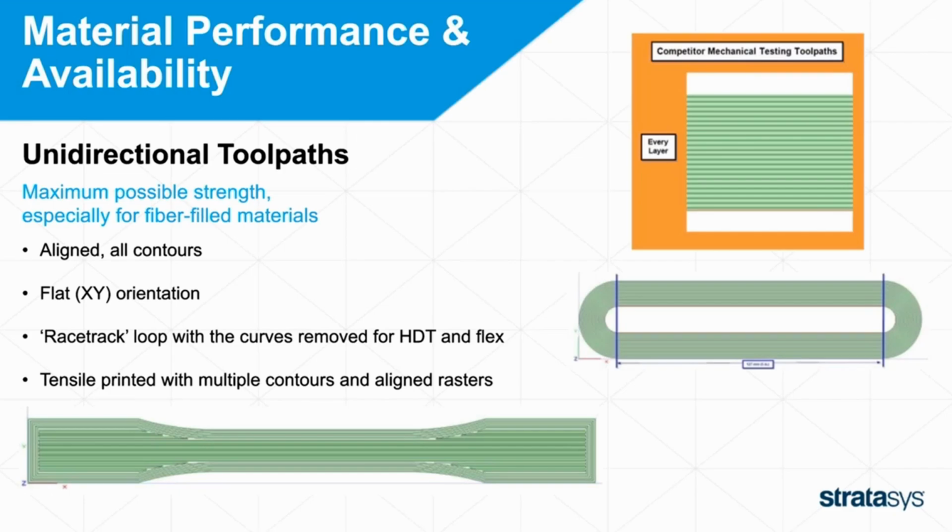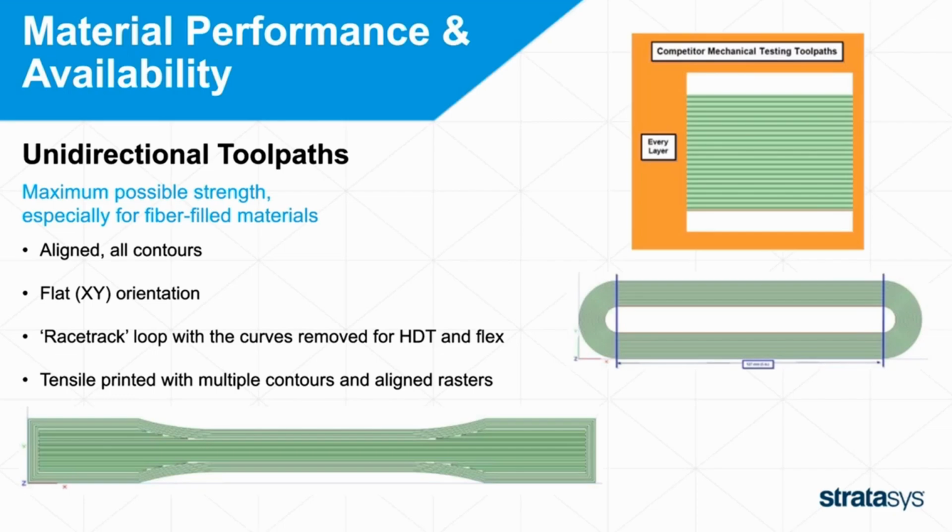And so for this, all the contours, it's all aligned toolpaths. It's basically all contours printed in the flat orientation. And from one of our competitors, you've even seen where they do a racetrack loop around the part and then cut off the ends so that you have the right size sample, but then it's all contours.